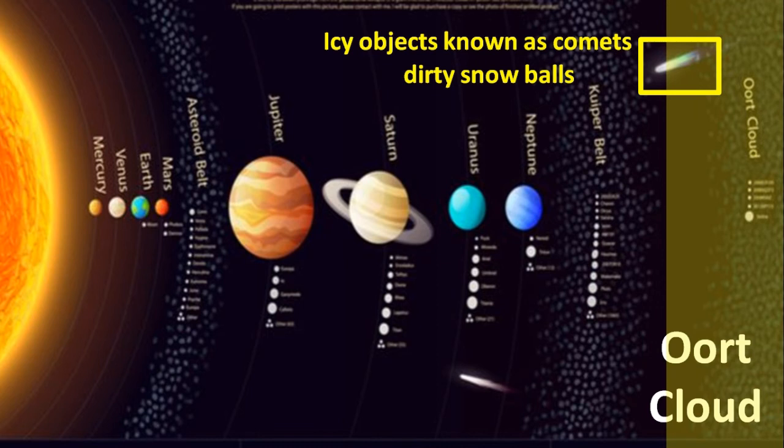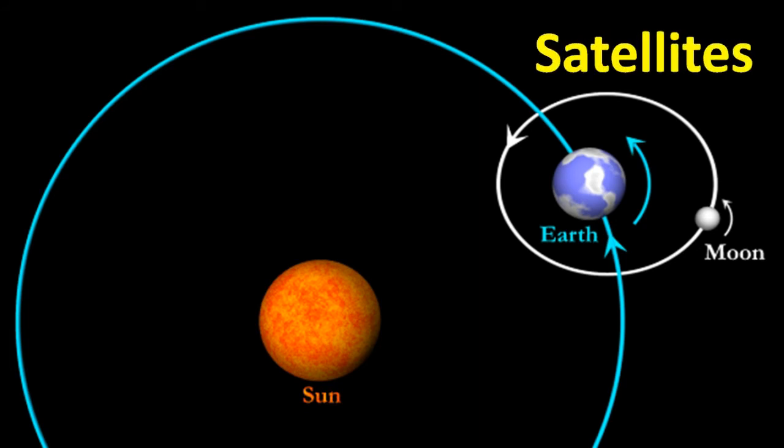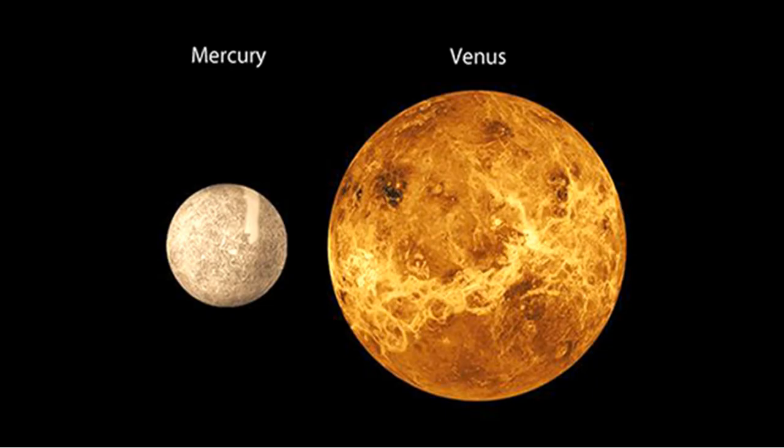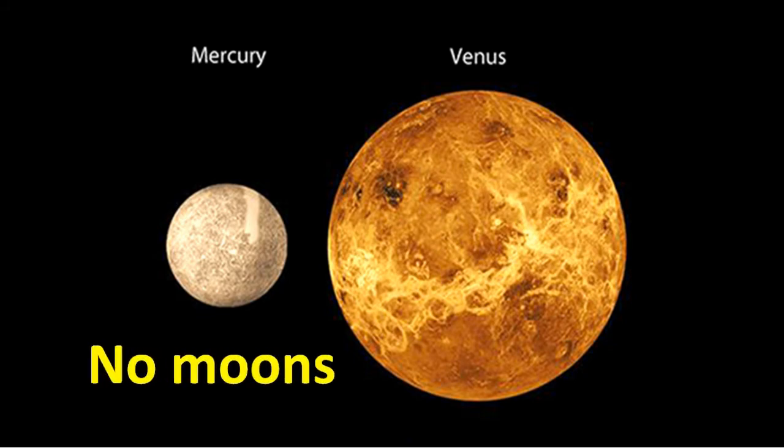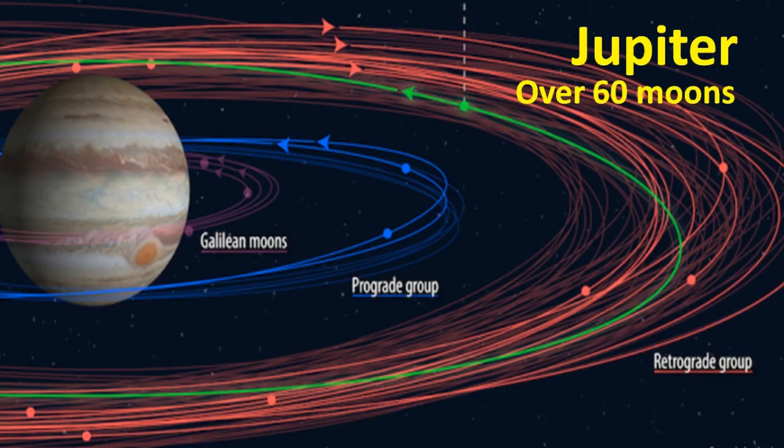There are other objects in the solar system that revolve around individual planets. They are known as satellites of the planets they revolve around. The Earth has only one natural satellite. It is called the Moon. The natural satellites of other planets are also fondly called moons of those planets. Mercury and Venus are the only planets with no moons. Jupiter has the highest number of moons in our solar system. It has over 60 moons.